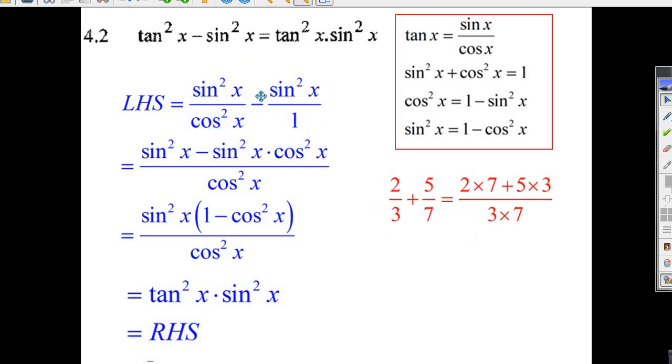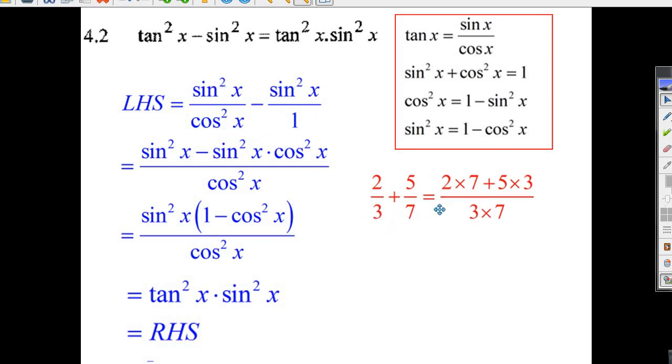Now, the next step is something they use a lot. You're going to combine a fraction, and you're going to have trouble with this trigonometry if you don't understand how to combine fractions. First, I made sine squared over 1, so I could combine the fractions. The way you put any two fractions together is you look at the denominators and get a common denominator by multiplying the bottoms. So cos squared times 1 gives you your common denominator.